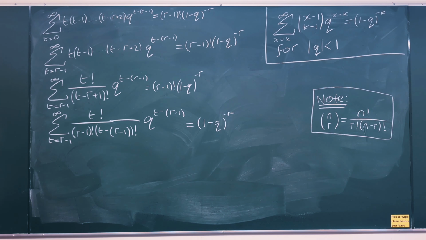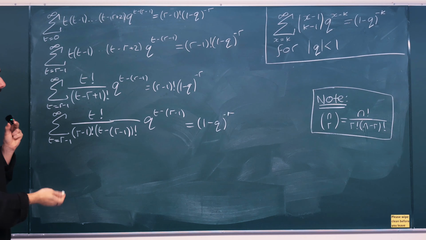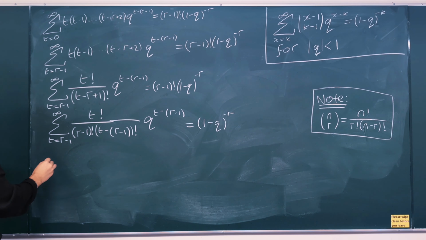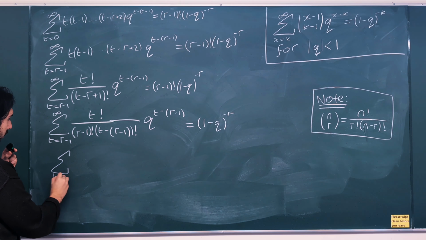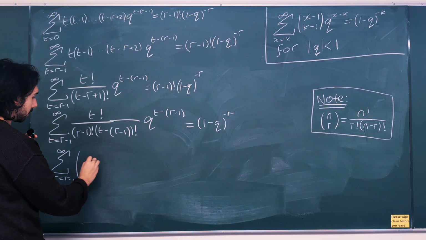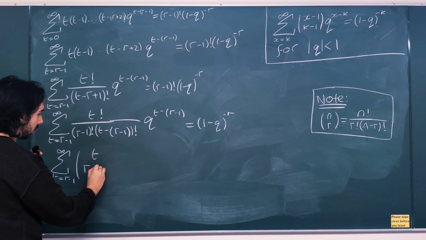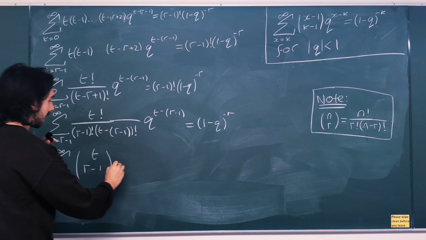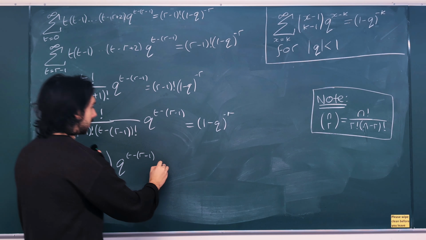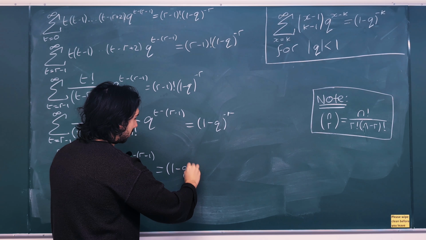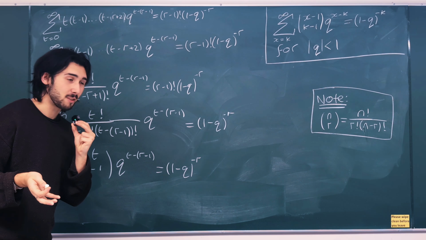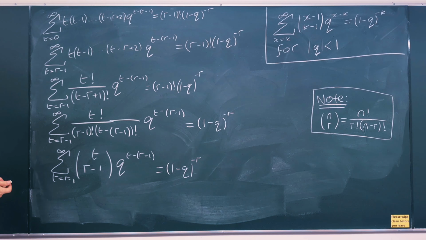Okay, so this is what we've got now. And as I just said, we can replace all of this factorial stuff with just the n choose r. So once again, I've got the sum from t equals r minus 1 to infinity of, and this is just going to be t choose r minus 1, just like that. And I've still got q to the t minus r minus 1 there, and this is still equal to 1 minus q to the power of minus r. Okay, it's really coming together very nicely now, right? It's really looking quite good.